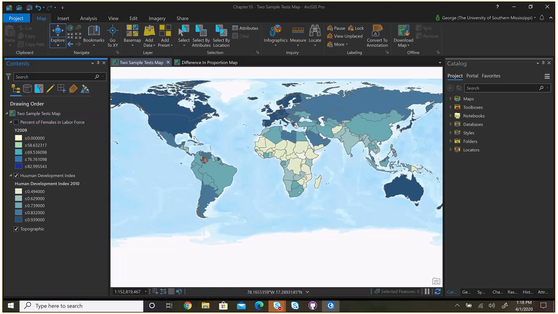Okay. If I turn this off, you see the Human Development Index. So this is basically a measure of how developed the economy of the country is. And you can see, if you turn those on and off here, there does appear to be a relationship between those two values. So you could ask, do countries that have a high human development index also have a high percent of females in the labor force?